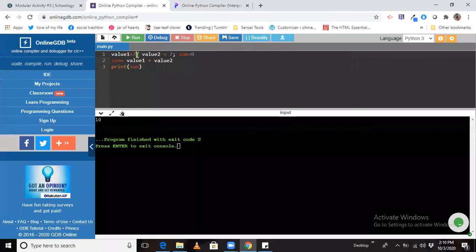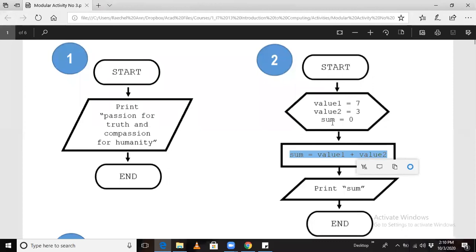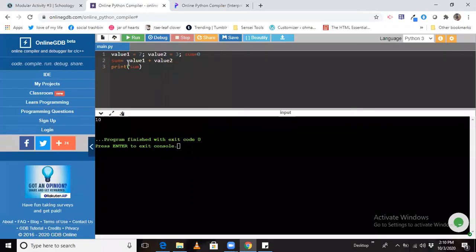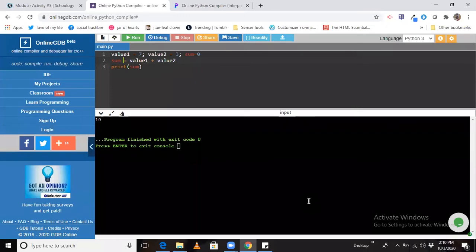Baliktad. So, i-correct natin para masaya. This one, 3, and sum gets 0. So, same na. Value 1, 7. Value 2 is 3. Sum is 0. And then we have the operation. Sum gets is equals to value 1 plus value 2. Pareho na. And then print sum. Pareho po ba? Yes, ma'am.